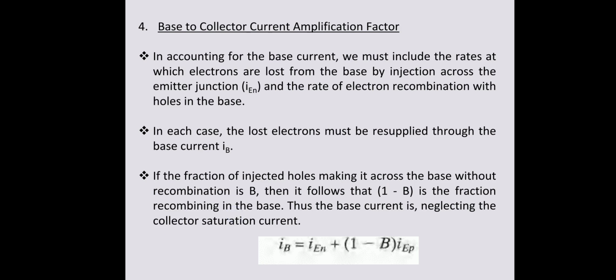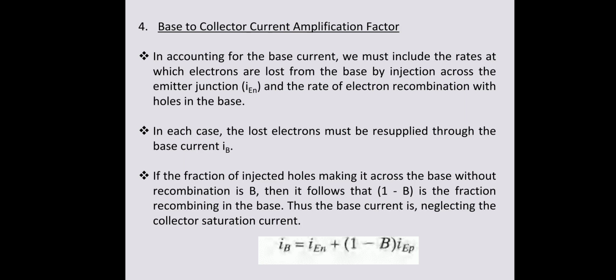So next is the base to collector current amplification factor. That means what is the ratio of IC to IB? That we are going to see. So that is represented as beta. So in accounting for the base current, we must include the rate at which electrons are lost from the base by injection across the emitter junction, that is IEN, and the rate of electron recombination with the holes in the base. So the base current is mainly due to this IEN as well as the base recombination current. So in each case, the lost electron must be resupplied through the base current IB.